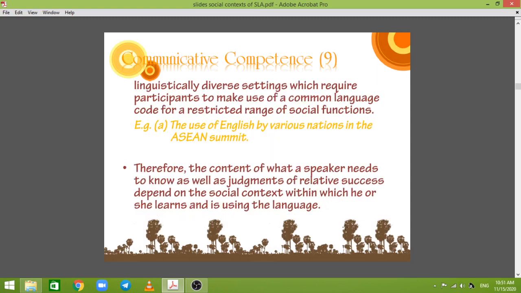which require participants to make use of a common language code for a restricted range of social functions. For example, the use of English by various nations in the Asian summit. Therefore, the content of what a speaker needs to know, as well as the judgment of relative success, depends on the social context within which he or she learns and uses the language.